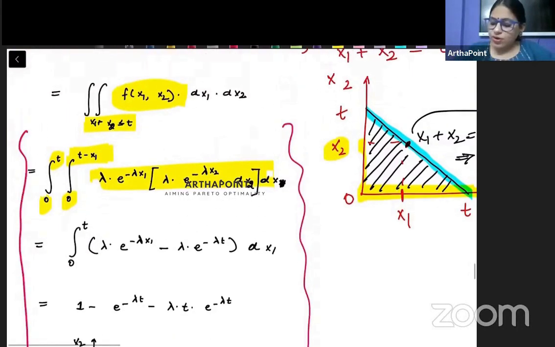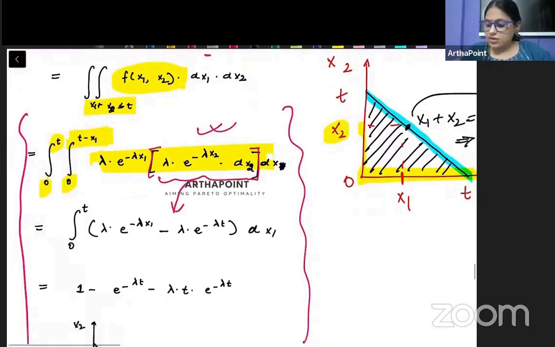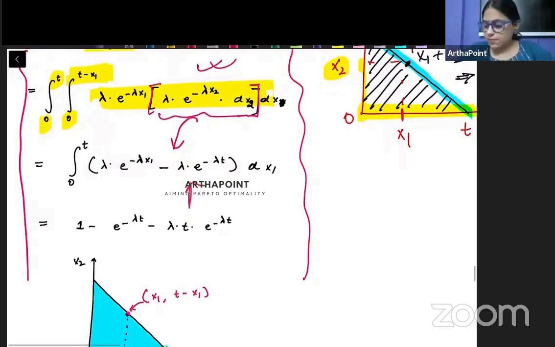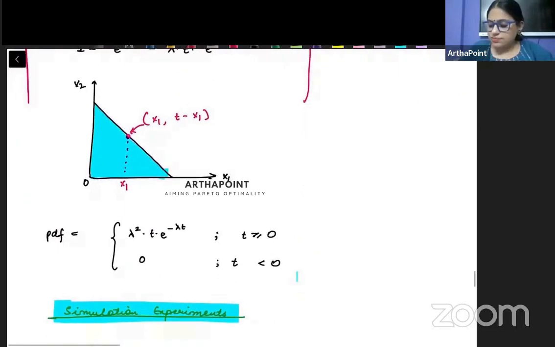So what you can do is first integrate with respect to x2, and whatever answer you get, then integrate it with respect to x1. If there is still any doubt, I will take this in the doubt class. But as of now, this is how you can solve this. So this will be your answer.